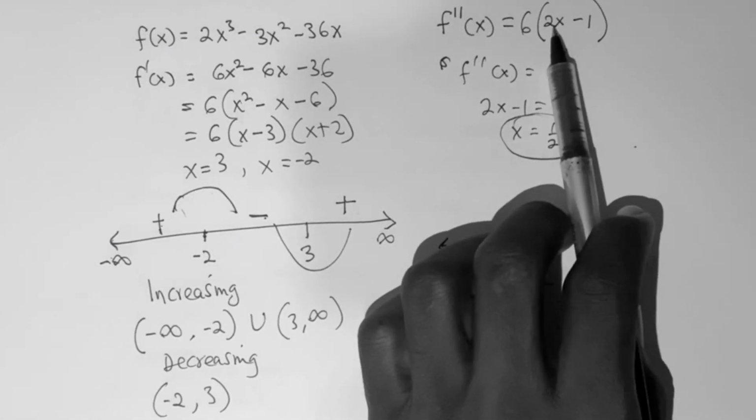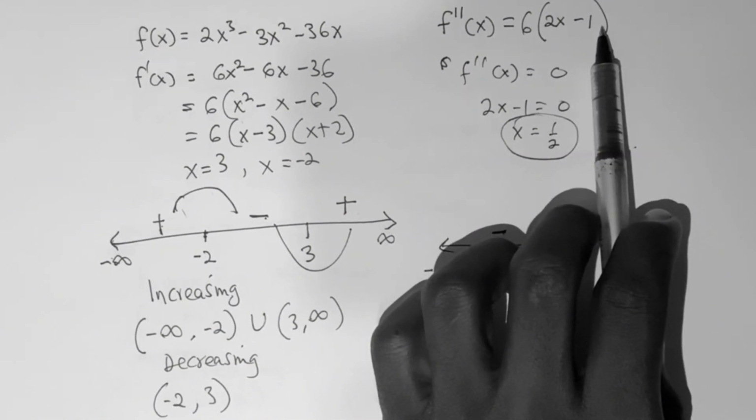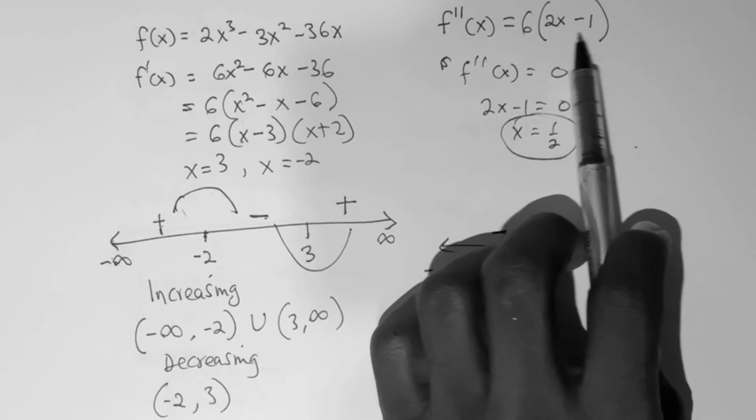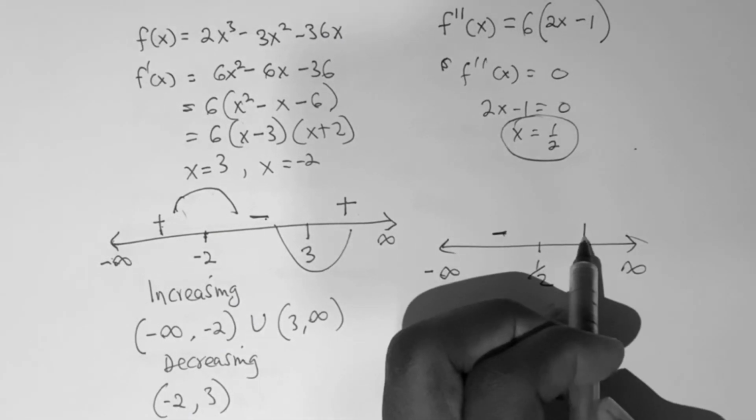Now, if you put 1 here, 2 times 1 is 2. 2 minus 1 is 1. 1 times 6 is 6, which is a positive value.